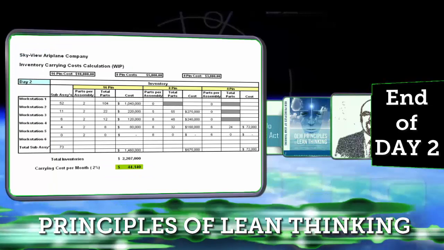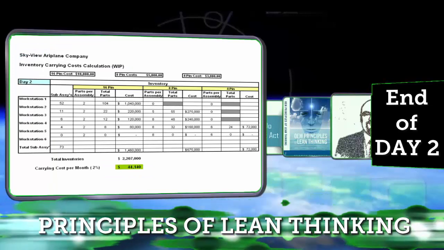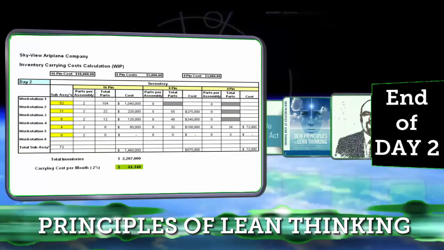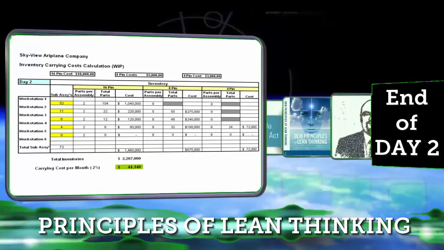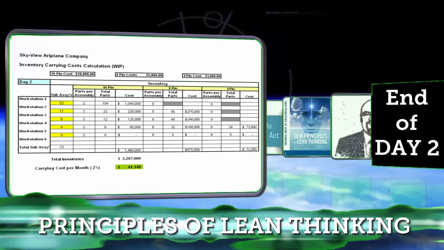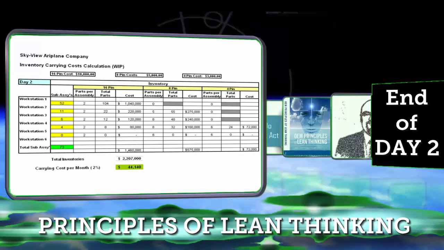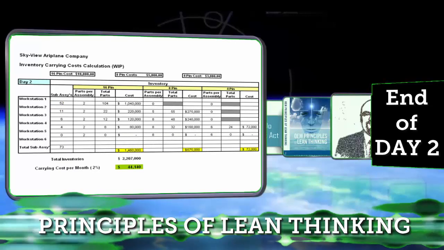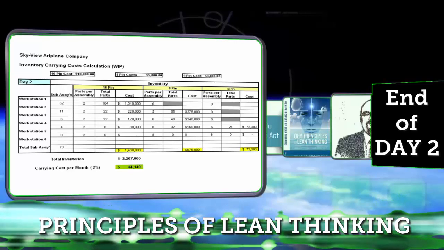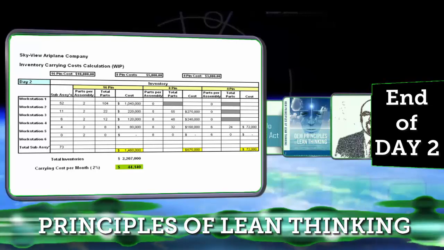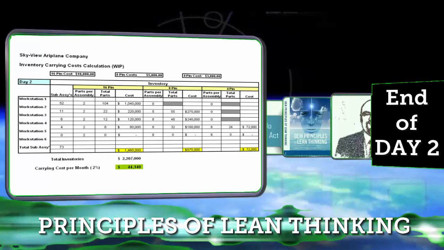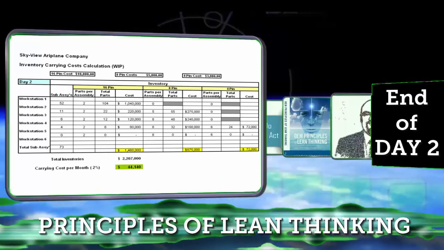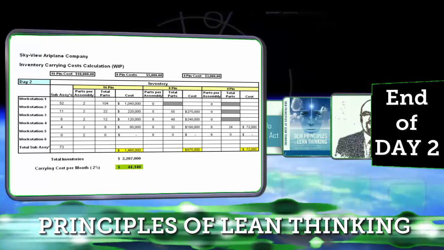At the end of day 2, we stop and calculate what our inventory carrying costs are. The number of subassemblies between the workstations is greater in day 2 than it was in day 1. The total number of subassemblies is now 73. This works out to a cost of $1,460,000 for the 16 parts used, $675,000 for the 8-pin parts used, and $72,000 for the 4-pin parts that are used.